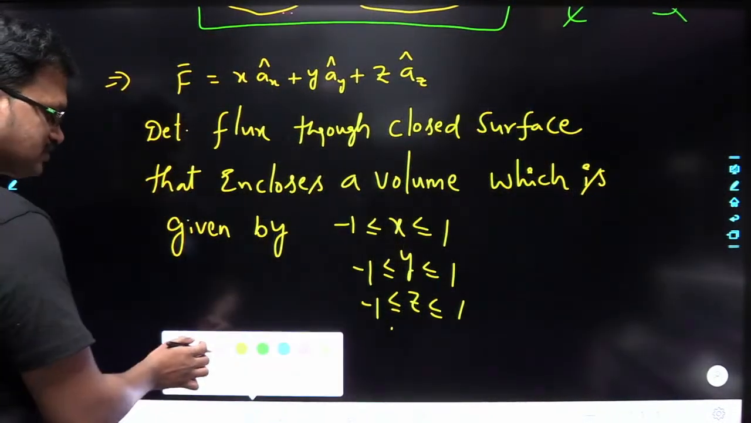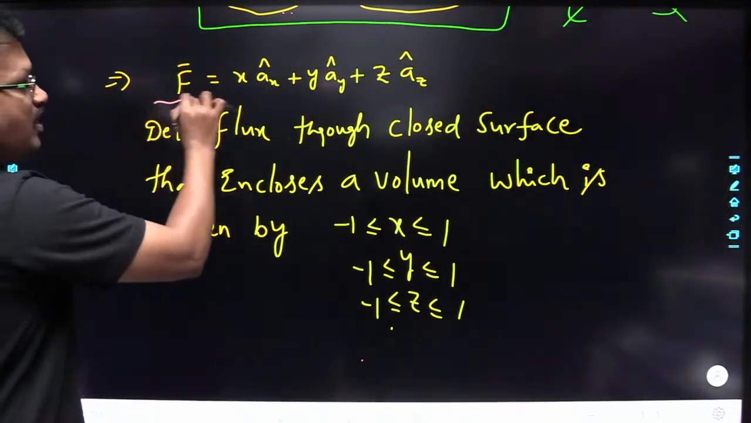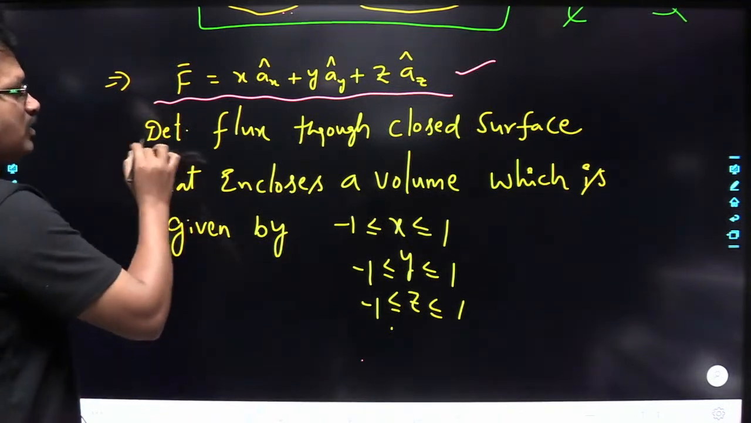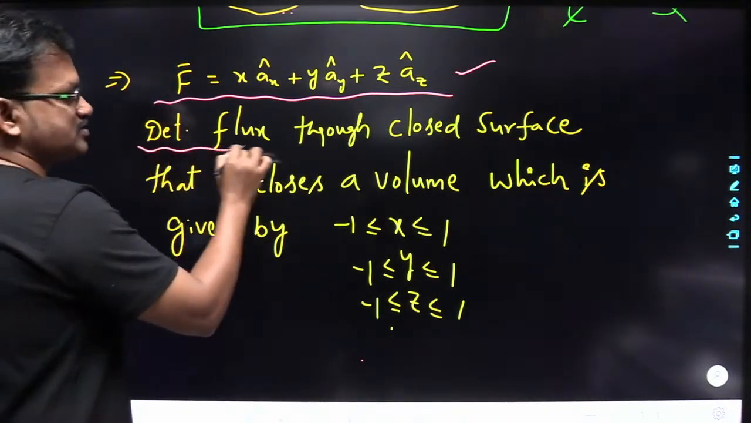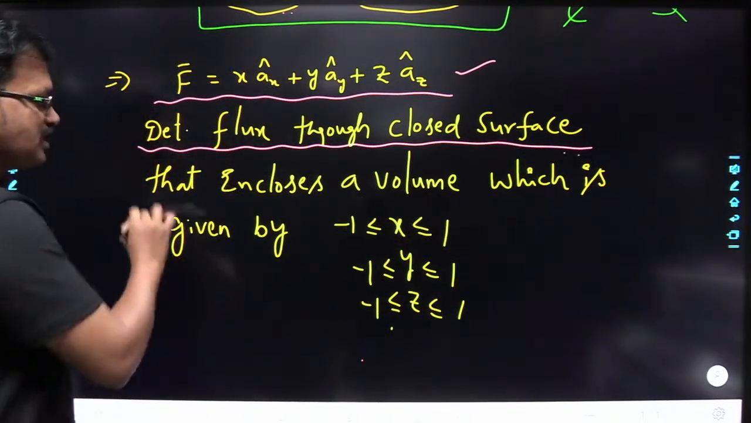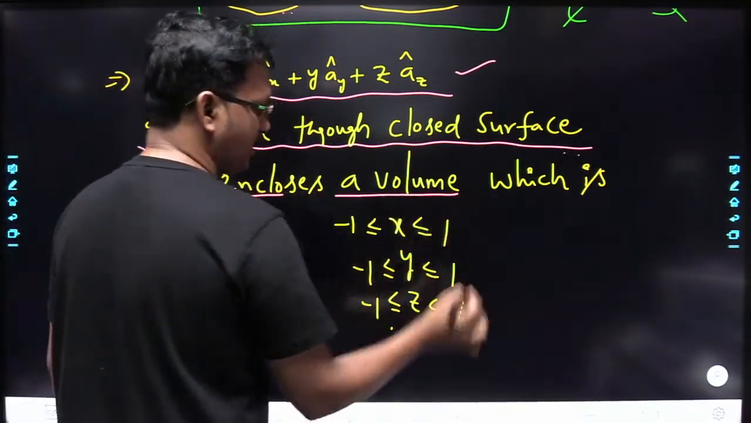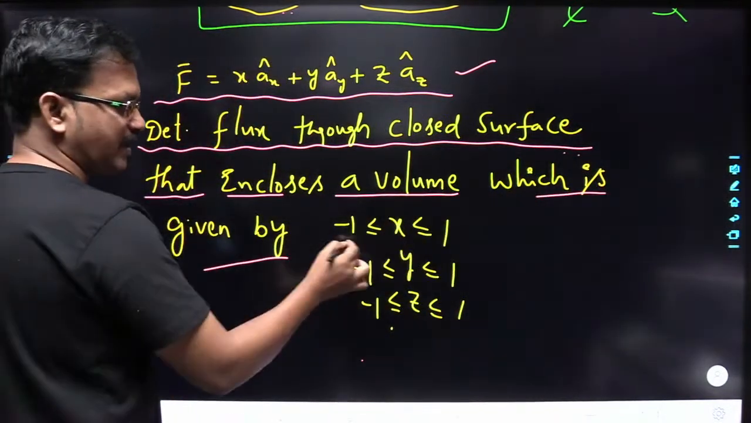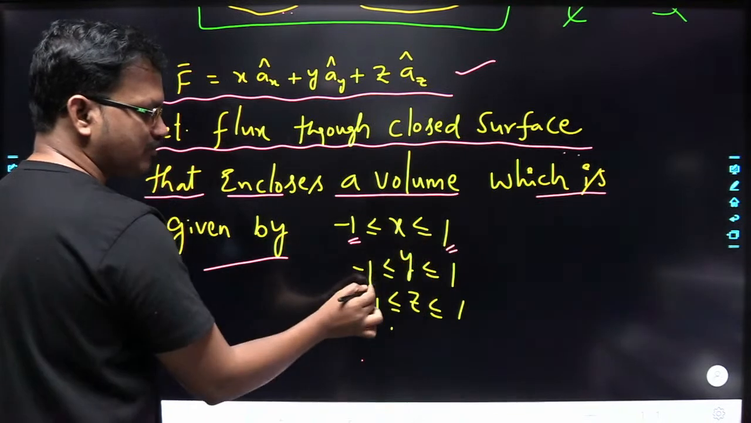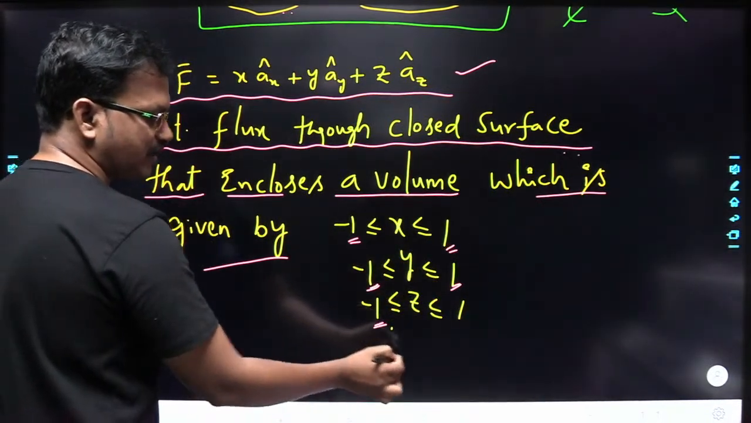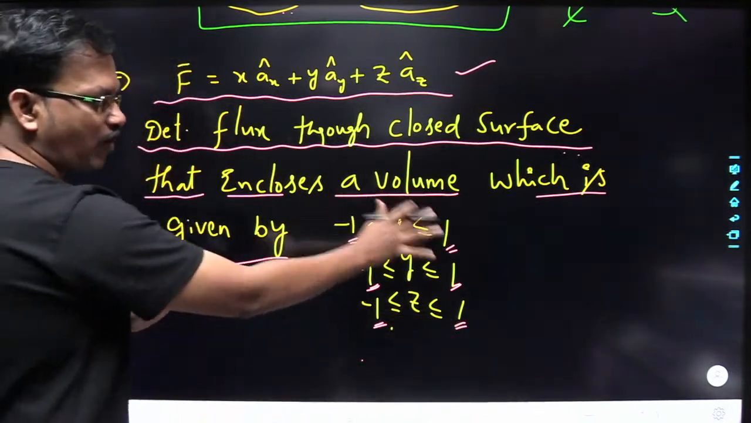So F bar, I have given some vector field. Now I am asking you to determine the flux through the closed surface that encloses a volume which is given by x lying between -1 to +1, y ranging between -1 to +1, and z ranging between -1 to +1. So this is the volume they have given here.